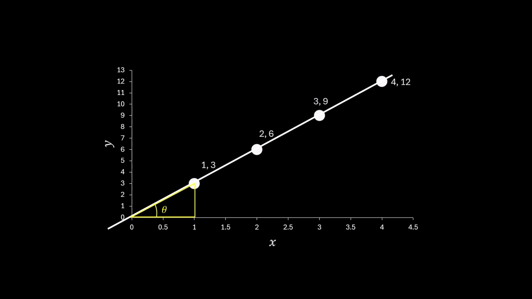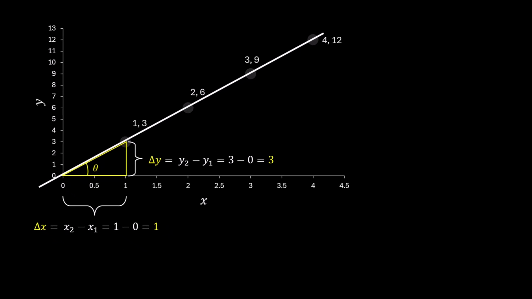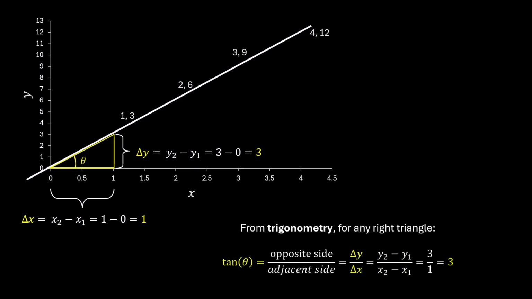Let's draw a right triangle on the first point, 1 and 3. The vertical side of this triangle is equal to delta y. Let's call it the opposite side of theta, which is equal to y2 minus y1, which is equal to 3. Similarly, for the horizontal line, the adjacent side of theta is equal to 1. Let's call it delta x. And as we know that tan theta is equal to the opposite side divided by the adjacent side, hence delta y divided by delta x, that gives us a value of 3.